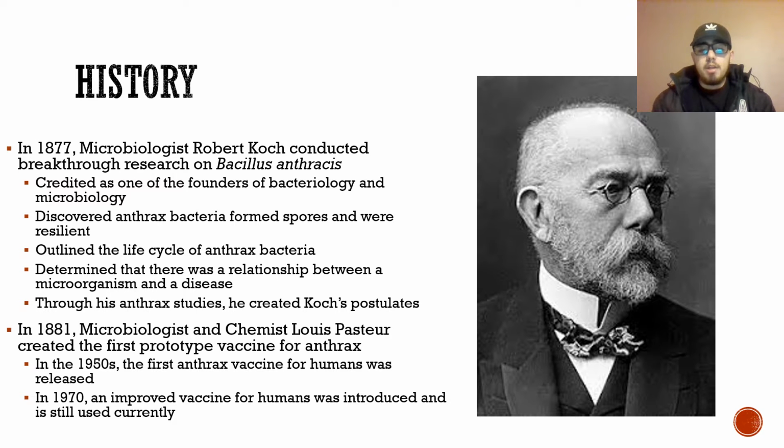In 1881, microbiologist and chemist Louis Pasteur created the first prototype vaccine for anthrax. Although that vaccine was not for humans, it was mainly for livestock. But later on, in the 1950s, the first human vaccine was created and released. And then it was improved upon in the 1970s to make the vaccine we currently use today for anthrax.